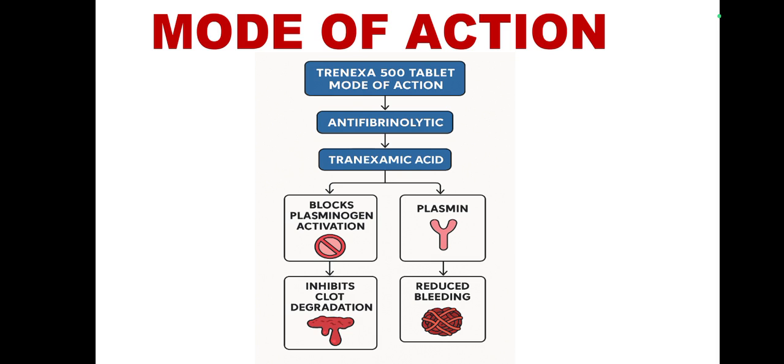So tranexamic acid blocks the plasminogen activation, so that leads to plasmin formation, and from there it inhibits the clot degradation, so it prevents the clot degradation. Clot degradation, in simple terms, means the breakdown of the clot. So it prevents that, it inhibits that. So when it inhibits the clot breakdown, it promotes the clot formation and reduces the bleeding.